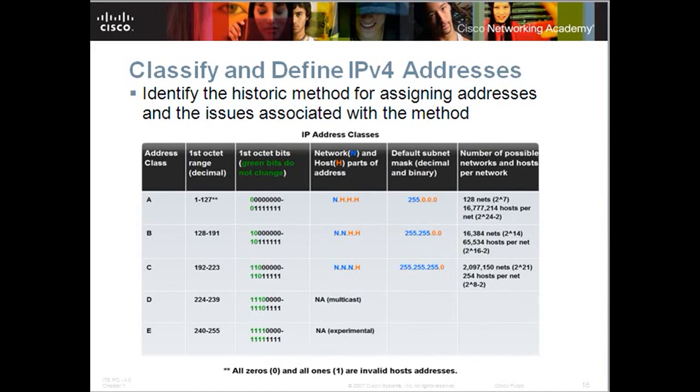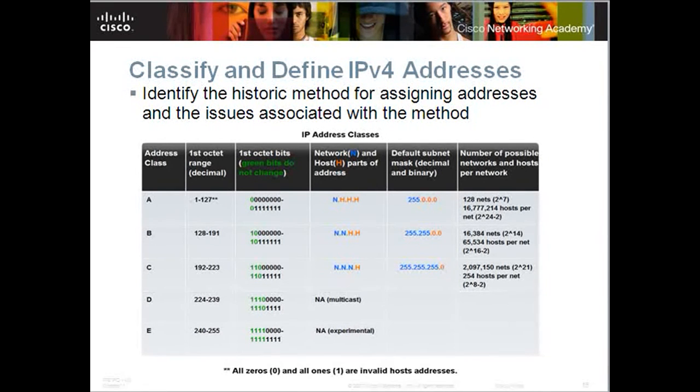Initially, to identify how many bits are in the network and how many bits are in the host, we need to calculate the subnet mask. The subnet mask tells me how many bits are in the network and how many bits are in the host. For example, if I have 16 bits in the network and 16 bits in the host, the first 16 bits will be set to 1 and the remaining 16 bits will be set to 0. That is how we calculate.